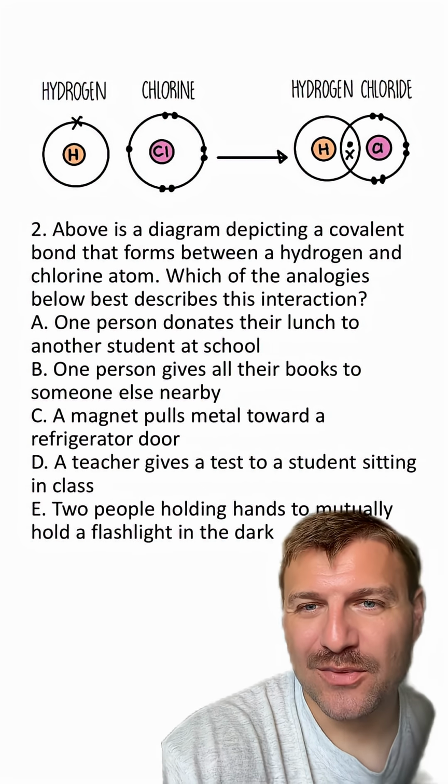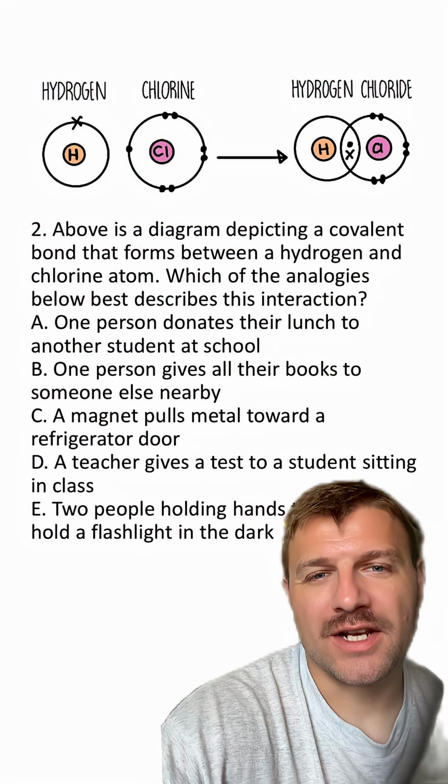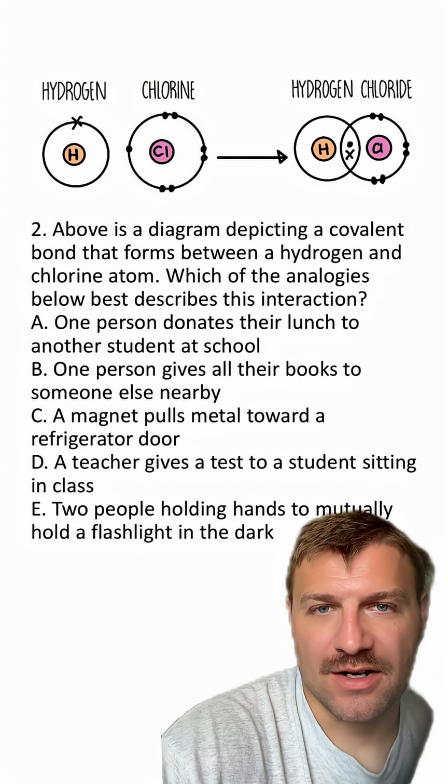Number 2 has a lot of words. Above is a diagram depicting a covalent bond that forms between a hydrogen and chlorine atom. Which of the analogies below best describes this interaction?